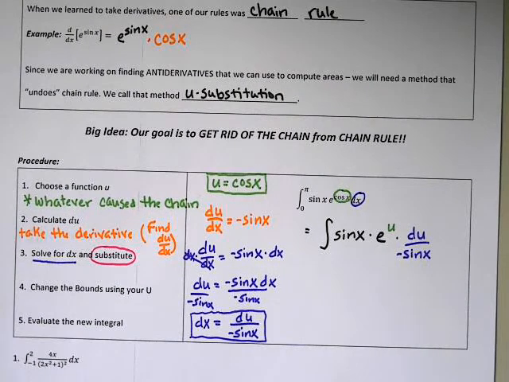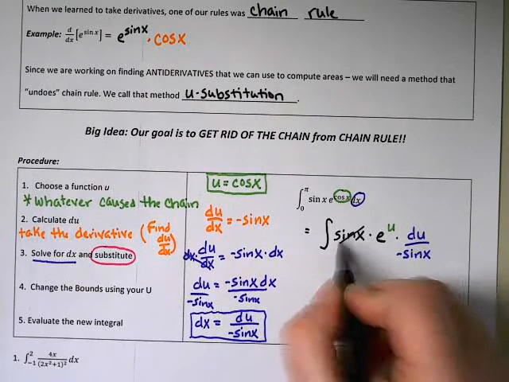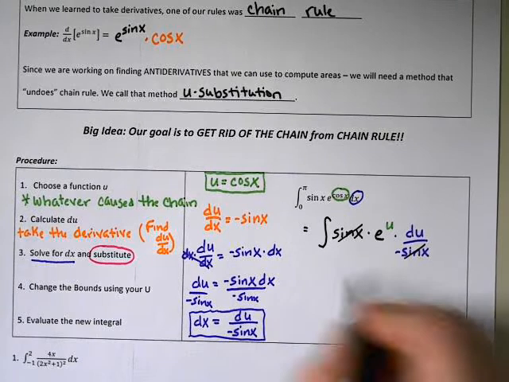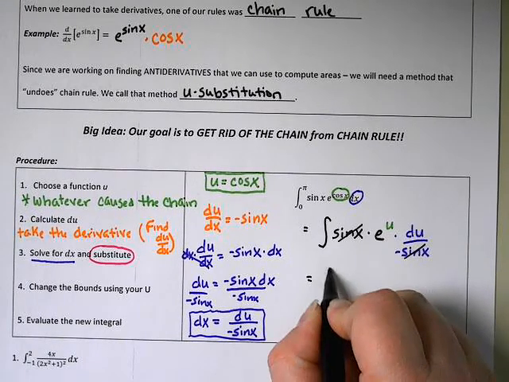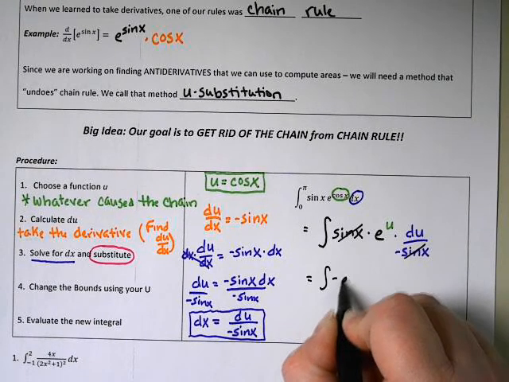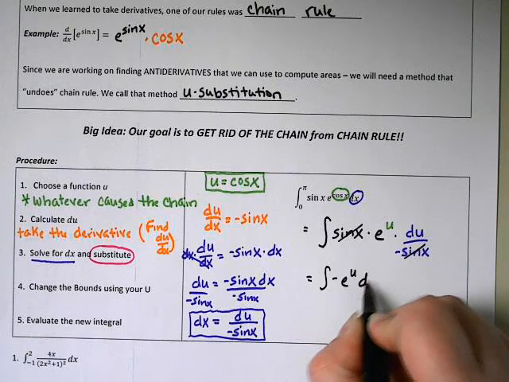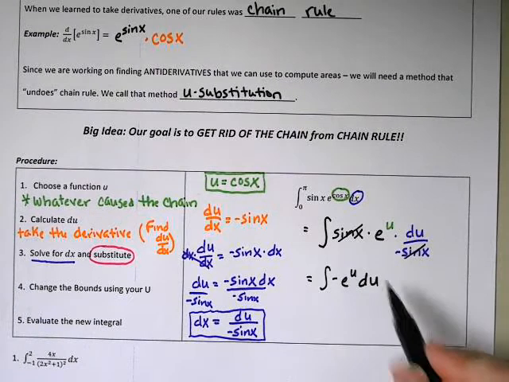Now when we look at this, we should be able to cancel anything that has an x. So sine of x cancels with the sine of x, and we've still got a negative sign, so we have the integral of negative e to the u du. Now everything is in terms of u.